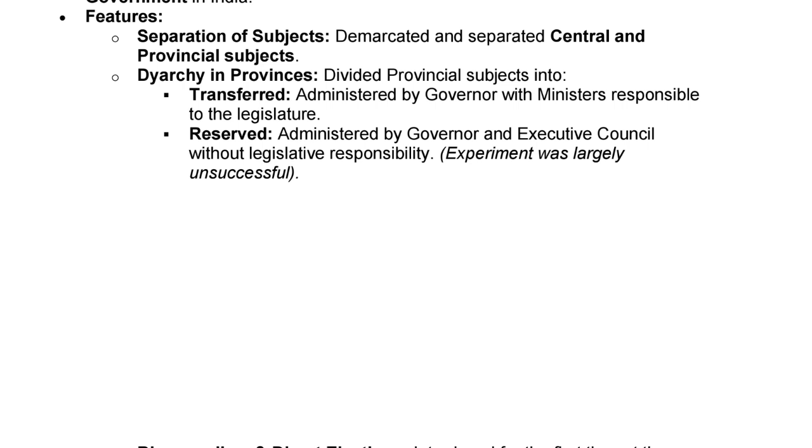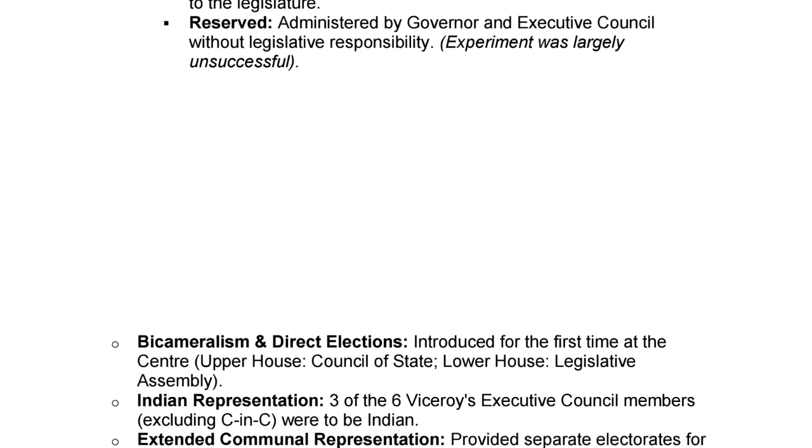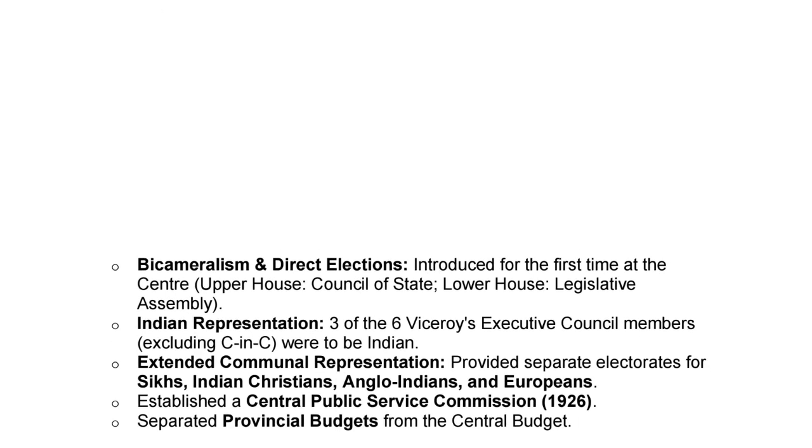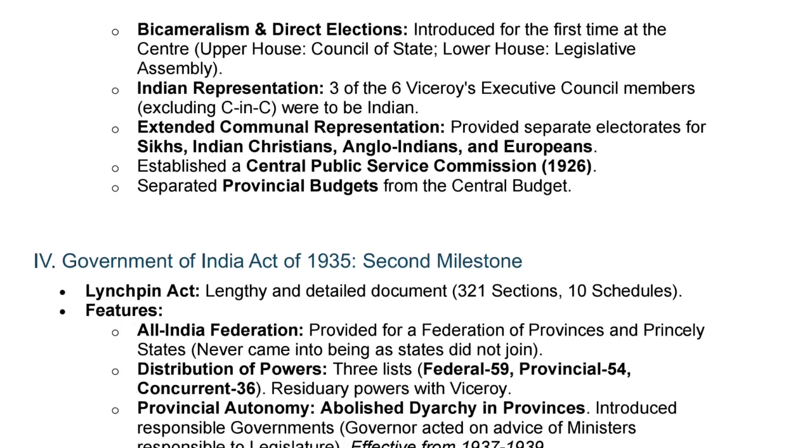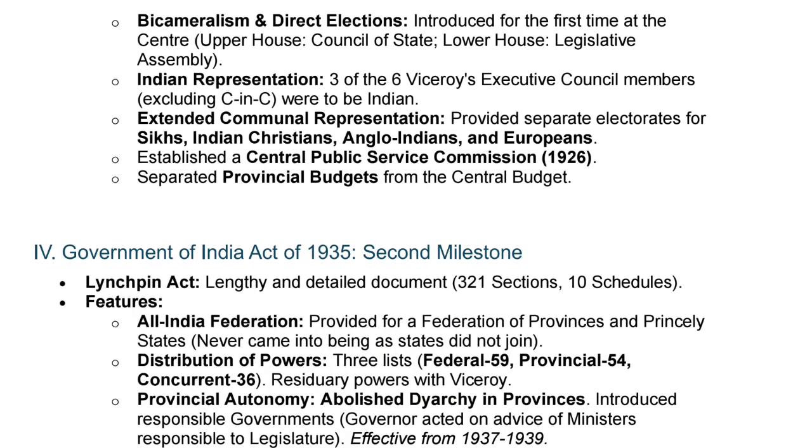Reserved, administered by governor and executive council without legislative responsibility. Experiment was largely unsuccessful. Bicameralism and direct elections, introduced for the first time at the center, Upper House, Council of State, Lower House, Legislative Assembly. Indian representation, 3 of the 6 Viceroy's Executive Council members, excluding C-in-C, were to be Indian.